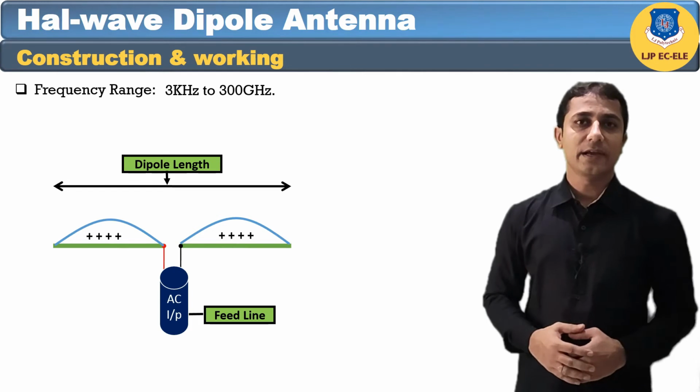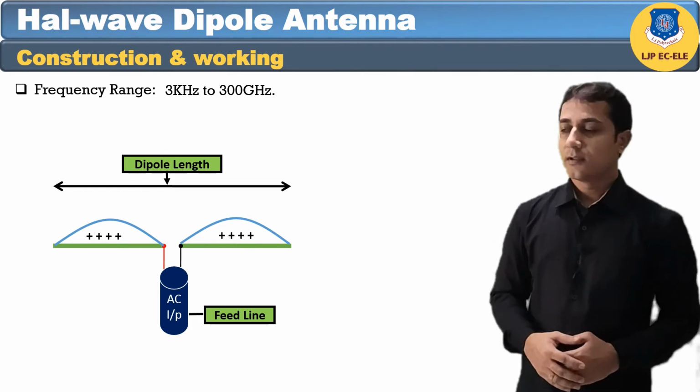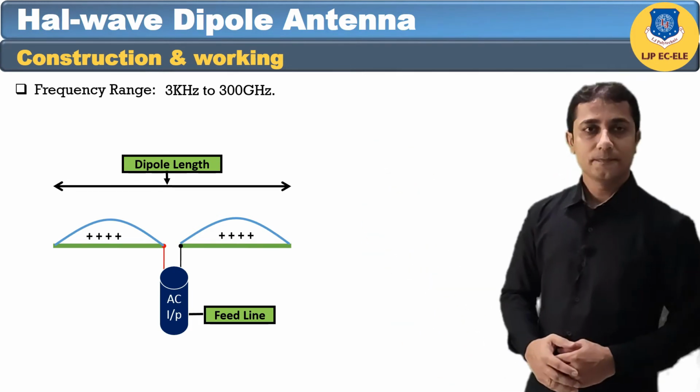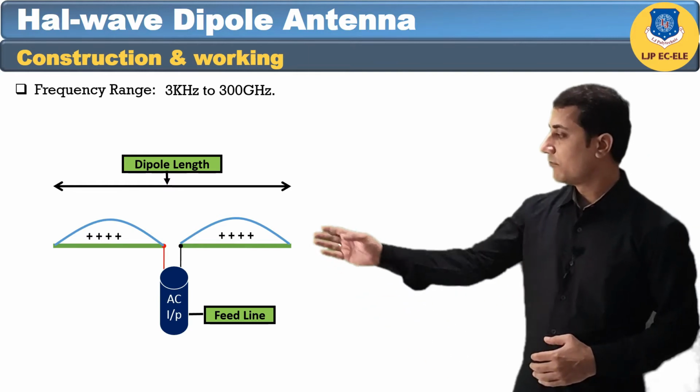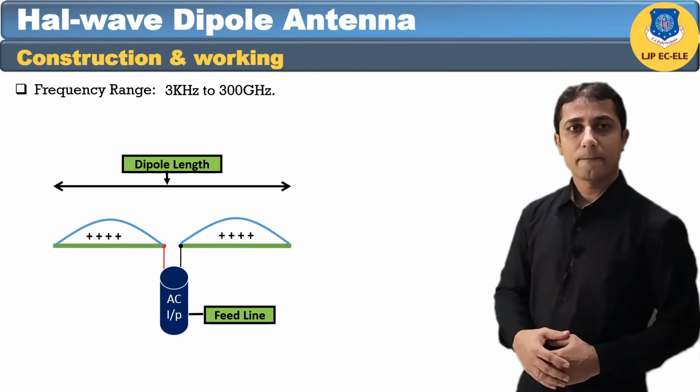This can be explained from the figure. So, figure 1 is here. Here we have a dipole antenna.